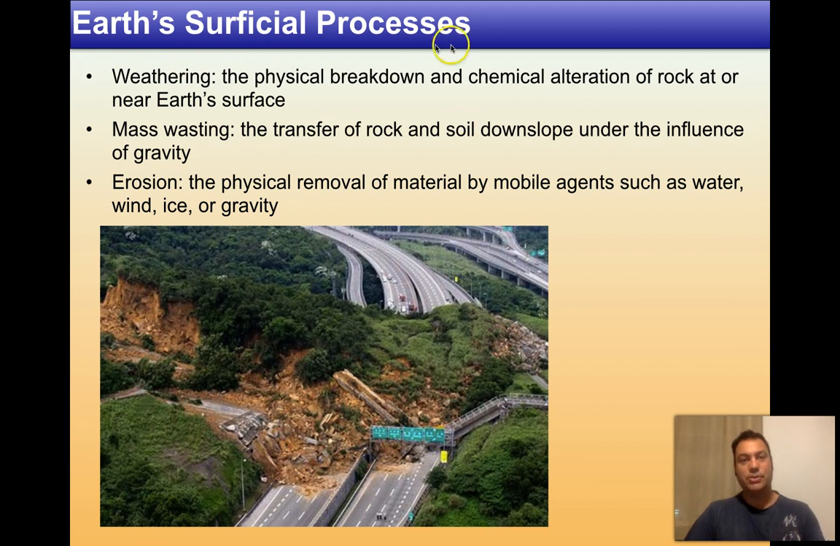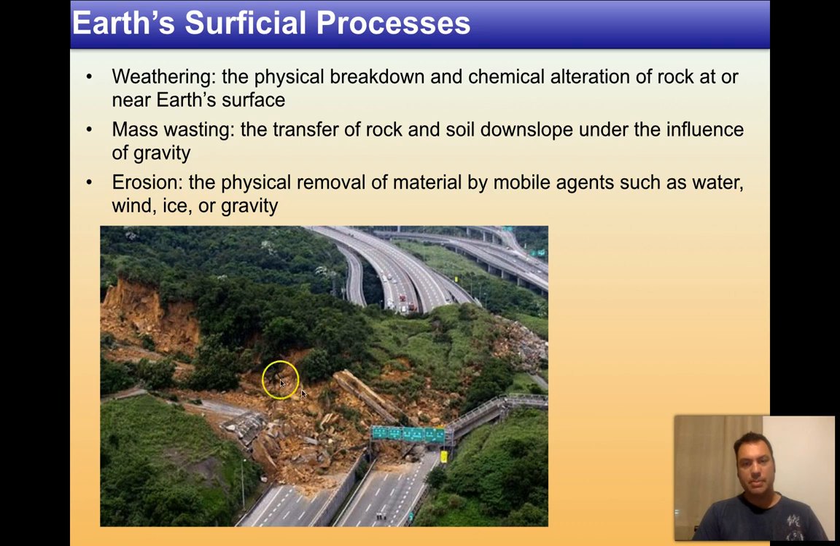So Earth's surficial processes. Of course, weathering is the physical breakdown and chemical alteration of rock at or near Earth's surface. Here's a new one though, mass wasting. Mass wasting is the transfer of rock and soil downslope under the influence of gravity. Down here we have a picture of mass wasting. This is a highway, and I believe this is somewhere in Asia. The exact country escapes me, I don't recall anymore. But this is a landslide that moved down. This entire block of land moved down and spilled across the highway.